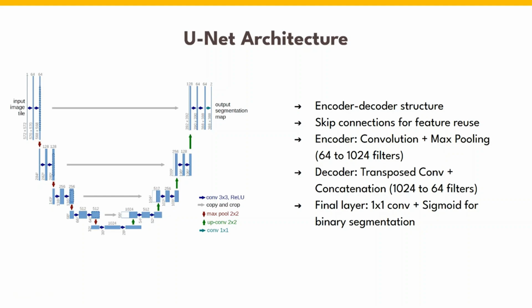We chose U-Net architecture because it can perform well even with limited training data, which is often the case in medical datasets, and it is particularly good at detecting fine gradient structures like tumor boundaries.